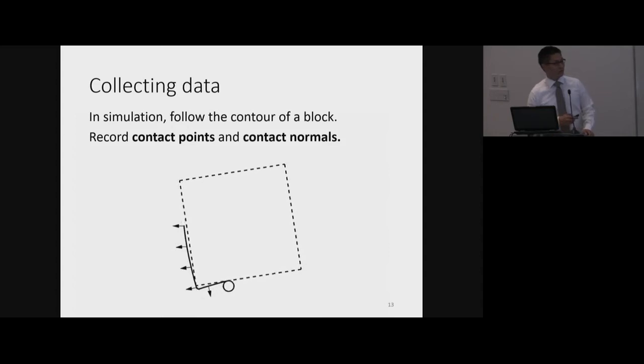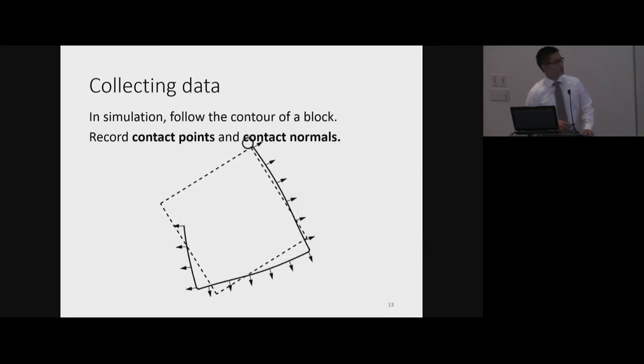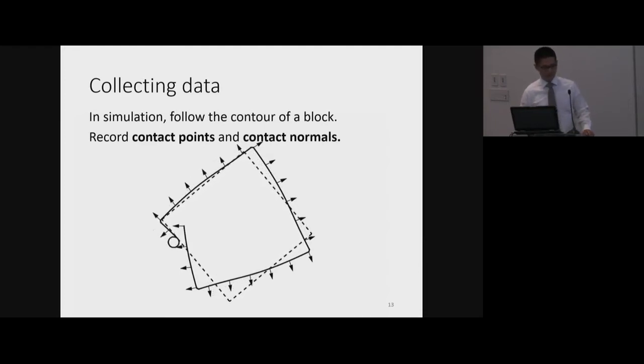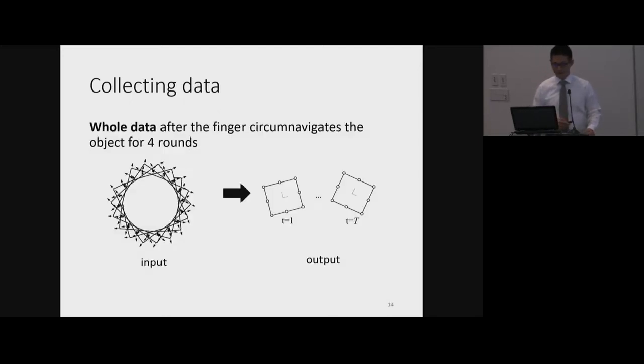At the beginning of this study, we collected data and wrote a simulator that tries to explore this block by contour following. The block follows some physics rules to move around, and during the exploration, we record the contact points and contact normals. After 4 rounds of exploring this object, we got this messy data on the left-hand side, lots of contact points and lots of contact normals. What we want to do is output the poses of the object during this exploration and also the shape of the object.